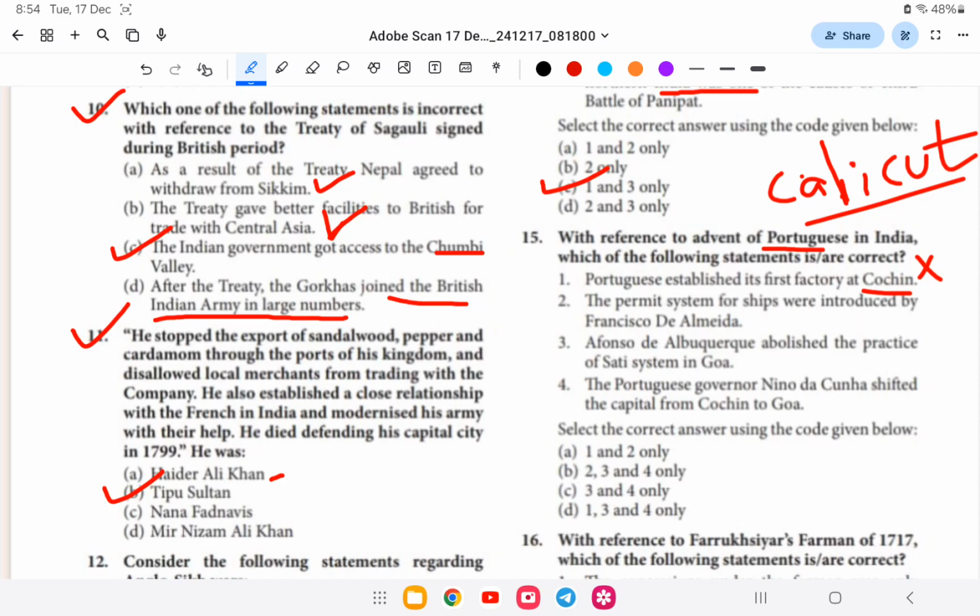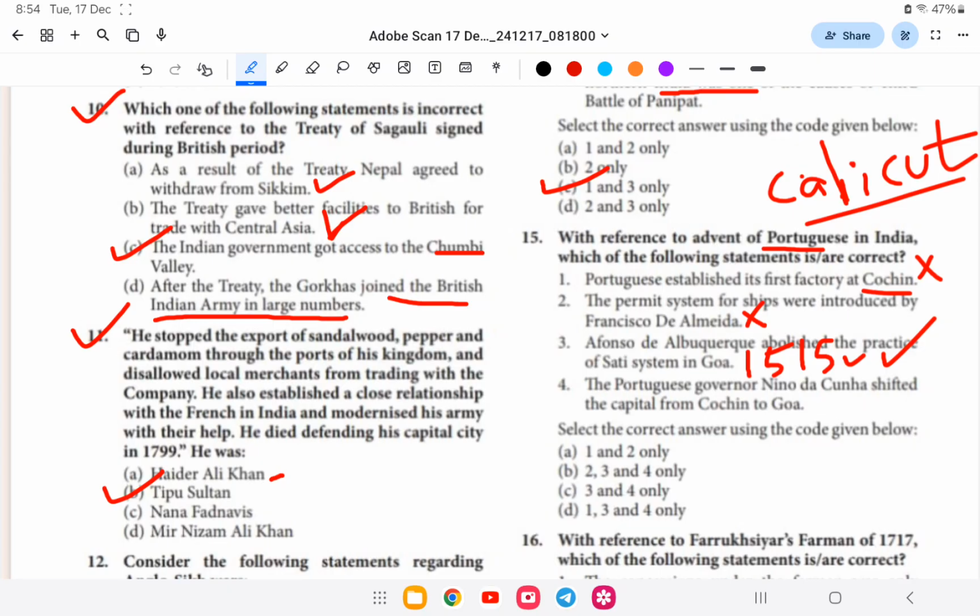Number 2. The permit system for ships was introduced by Francisco de Almeida. It is wrong, it was started by Alfonso de Albuquerque. Alfonso is regarded as the real founder of Portuguese power in India. Number 3. Alfonso de Albuquerque abolished the practice of sati system in Goa. He abolished it in 1515. So number 3 is correct.